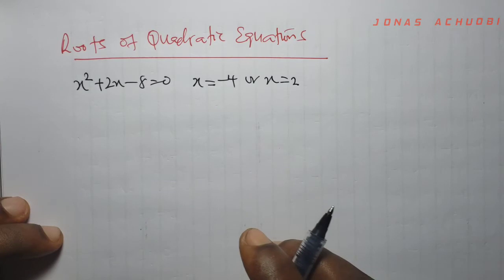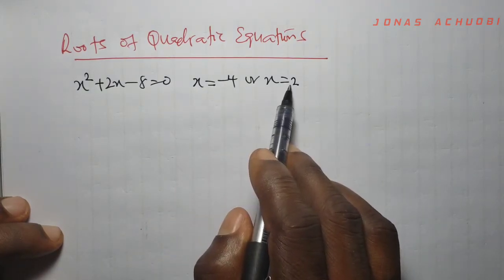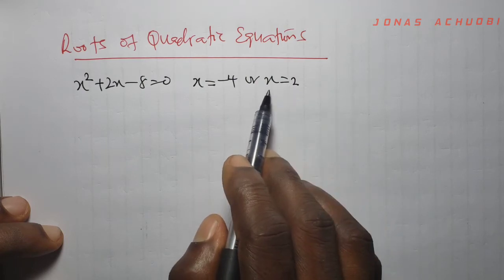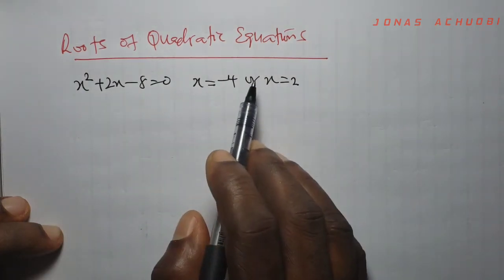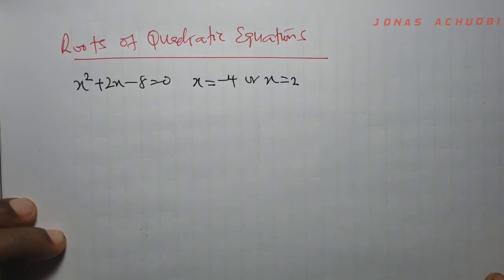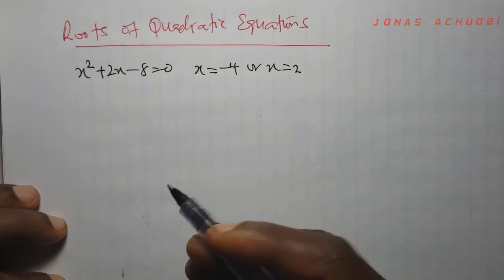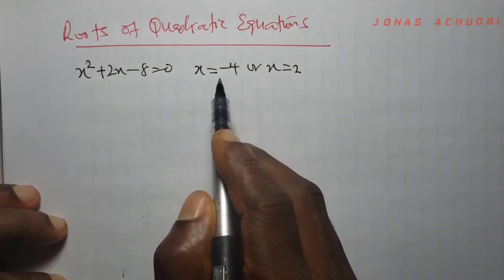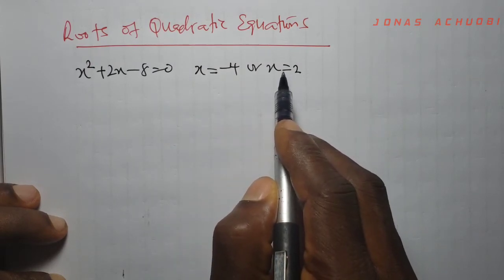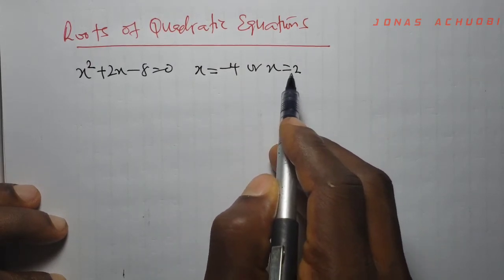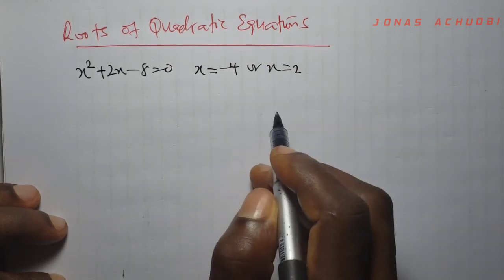Now the question is this. Suppose you are given the solutions or the roots of the quadratic equation. Is it possible to get back the quadratic equation whose roots have been given to you? The answer is yes. Now let us see how. So let's assume you are told that the roots of a certain quadratic equation are x equal to negative 4 or x equal to 2. The question now is, what is that quadratic equation with the roots?